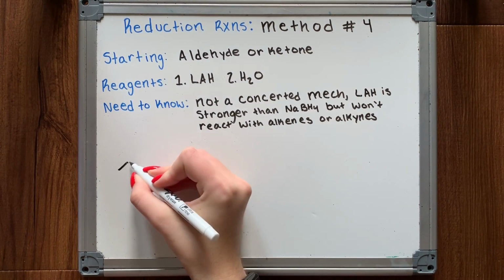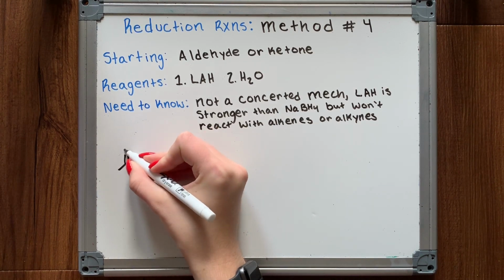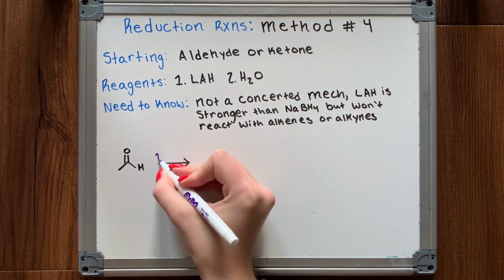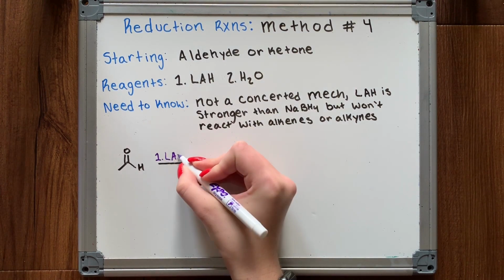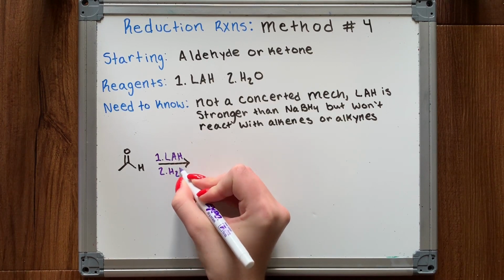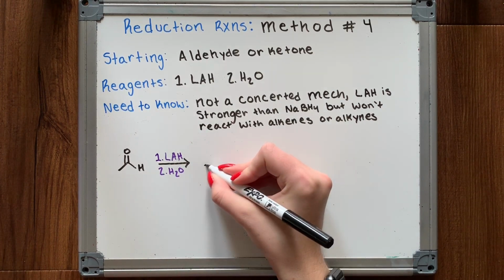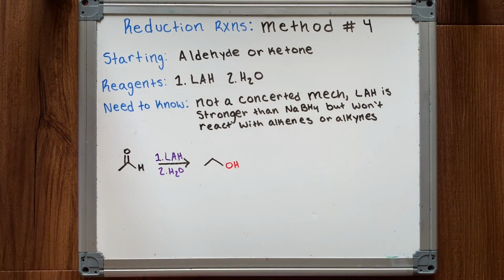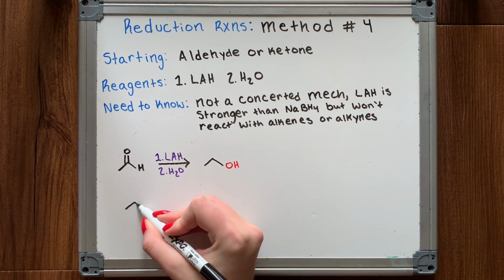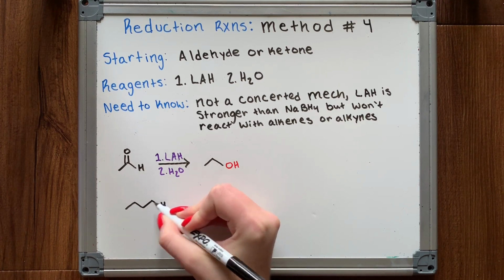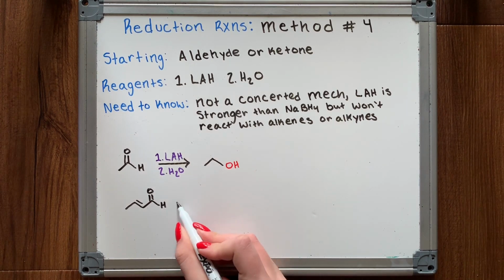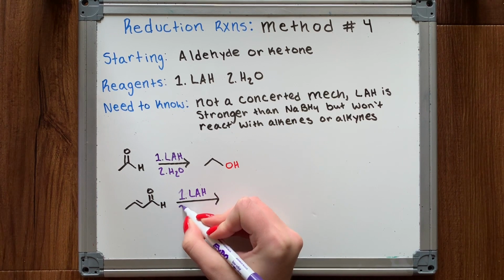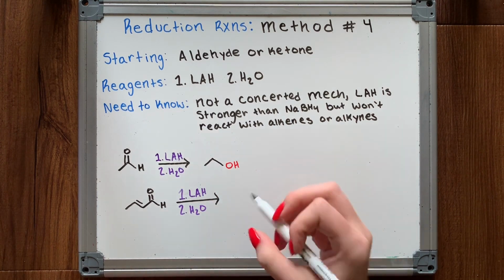Method number 4, your starting compound is either an aldehyde or a ketone, and the reagents needed are lithium aluminum hydride in step 1 and water in step 2. Water is your proton source. So keep in mind, this is not a concerted mechanism. Please remember to write the numbers by your reagents. This is not concerted because if you tried to have this all happen at the same time, it would explode, so don't do that. It is important to keep in mind that lithium aluminum hydride is a stronger reagent than sodium borohydride, but it won't react with your alkenes or your alkynes, so you can still maintain that sweet control over this reaction.